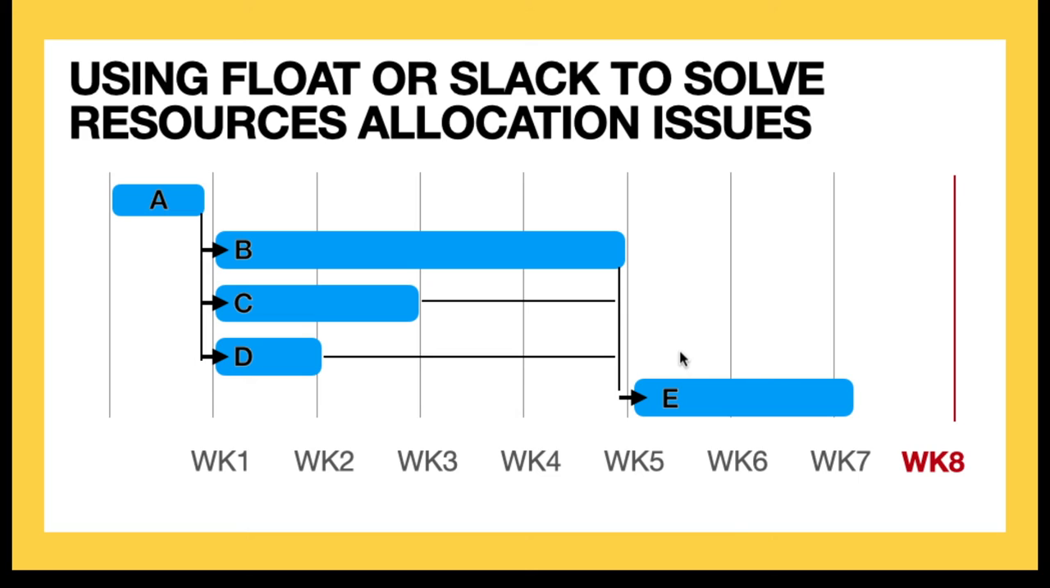Let me run you through a very quick scenario to illustrate this point. So I have here a relatively simple project network. A is a task that gets done during our first week of work. B, C, and D are dependent on A getting done, and E is dependent on B, C, and D getting done. So C has 2 weeks of slack, D has 3 weeks of slack.